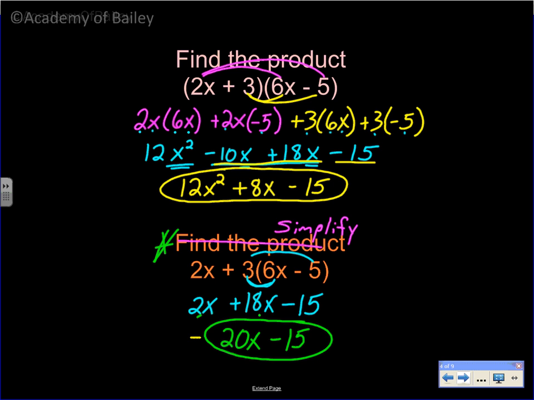So therefore, if you look at these two, they have very different answers. So you need to pay attention to your order of operations and work them out the way you're supposed to work them out. Follow your steps.